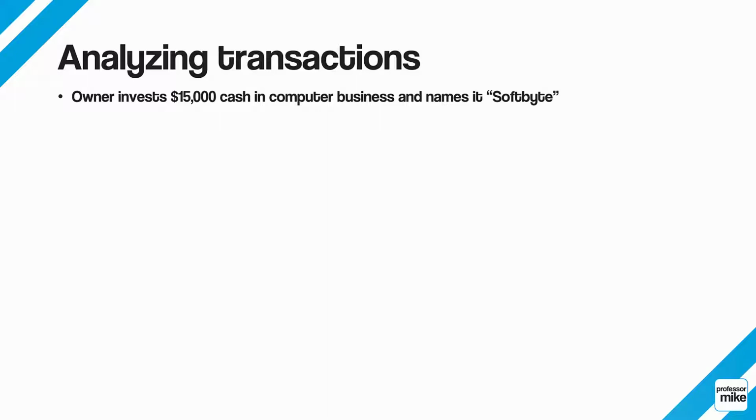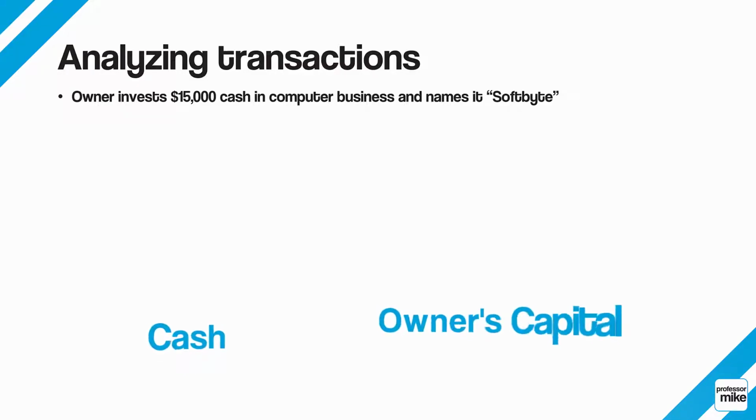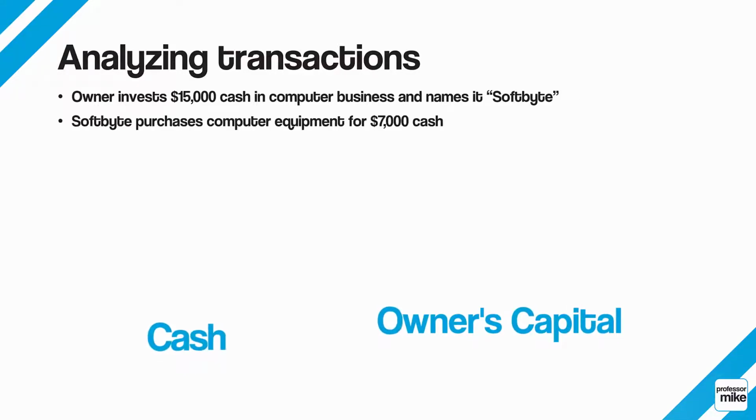So the first transaction we're going to be taking a look at is the owner invests $15,000 cash in their computer business and names it SoftBite. So remember, first question, is this a business transaction? Sure feels like it is. Second question, which accounts are being affected? Well, they've invested cash in the business, so probably cash, I would think. And since the owner's investing it, it's going to affect the owner's capital account.